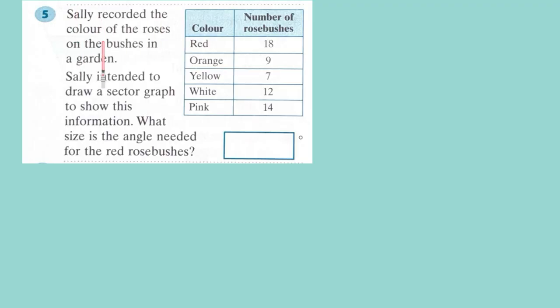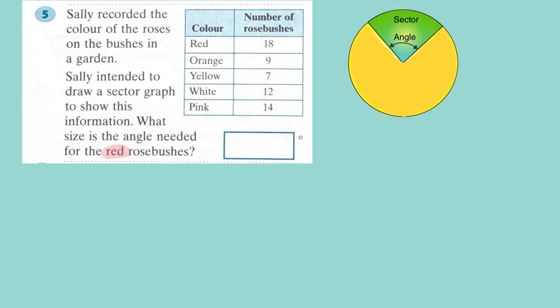Sally recorded the color of the roses on the bushes in a garden, and she recorded them in this table. Sally intended to draw a sector graph to show the information. A sector graph is a pie graph, where the size of the sector indicates the number of rose bushes in relation to the other colors. The size of the sector is a measure of the angle in the circle. Now Sally wanted to find the size of the angle needed for the red rose bushes.